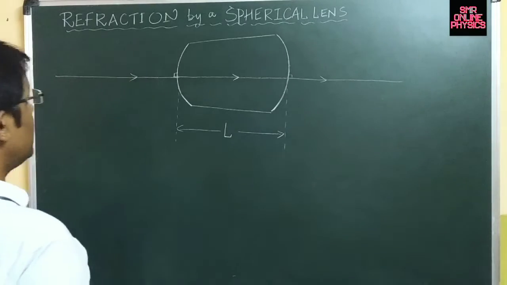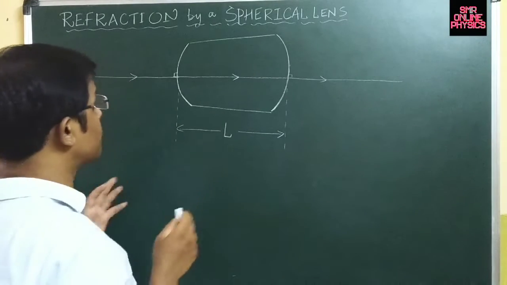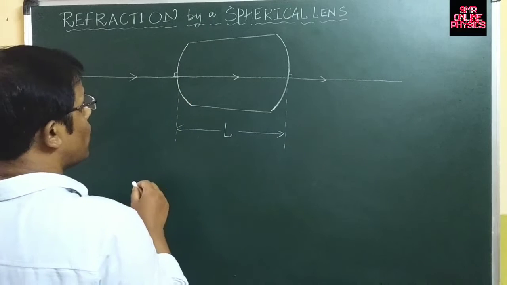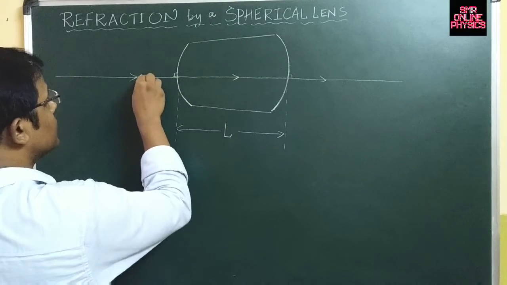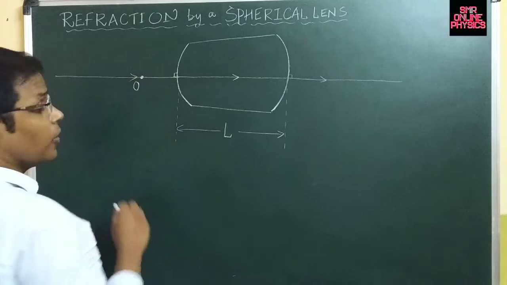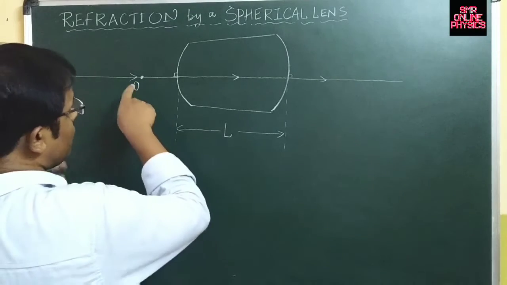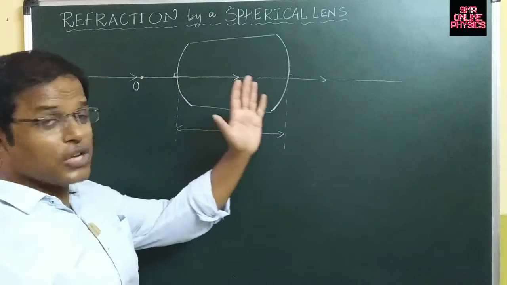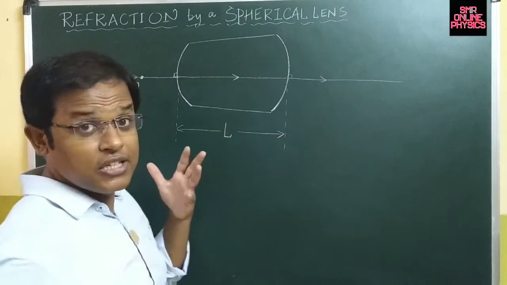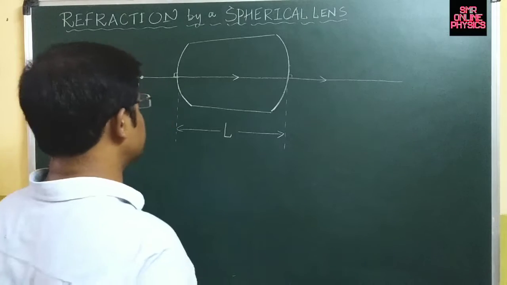Now let us assume there is a point object close by to this spherical surface 1. Let us say this is the point object O. A ray of light from this point object going perpendicular to the surface goes undeviated through it because it is the direction of the normal. We call it normal incidence.